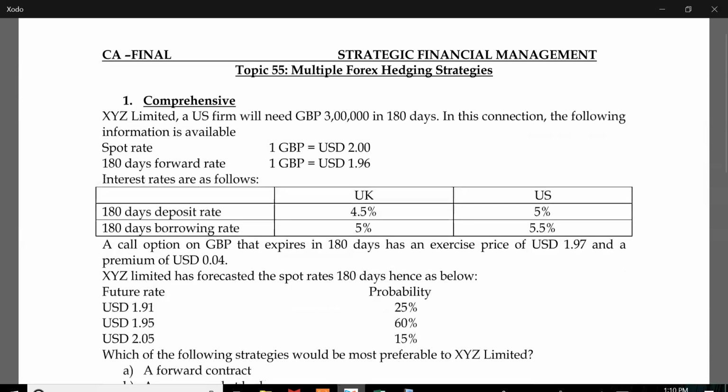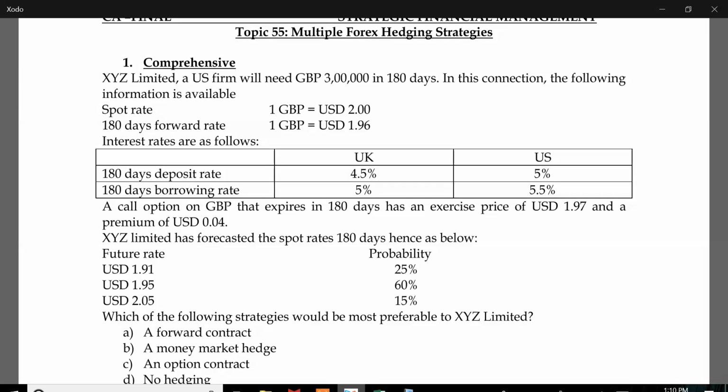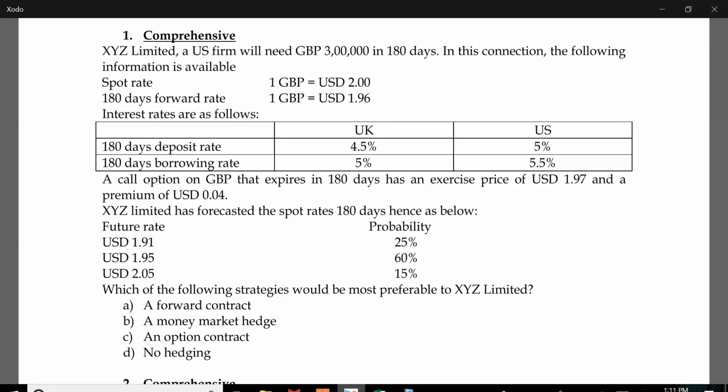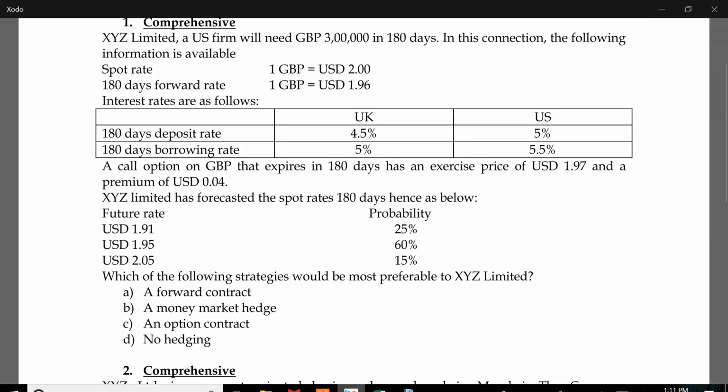Let's do question number 1. XYZ Limited, all of these are exam questions which would have been for 8 to 12 marks, anywhere in between. XYZ Limited, a US firm, will need 3 lakh GBP in 180 days. In this connection, following information is available: spot rate, forward rate, 180-day deposit rate, 180-day borrowing rate. Call option has an exercise price of 1.97, premium of 0.04. XYZ Limited has forecasted the spot rates 180 days hence as follows. Which of the following strategies would be most preferable? Forward contract, money market hedge, option contract, no hedging. Please go through this.